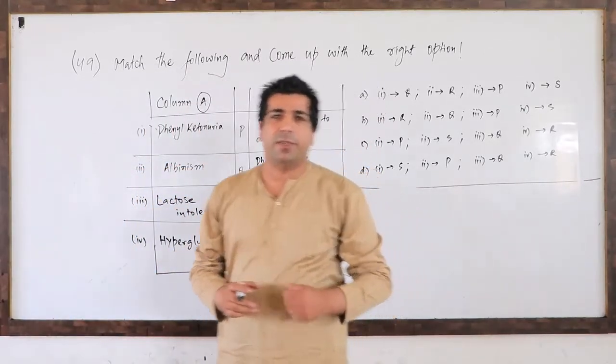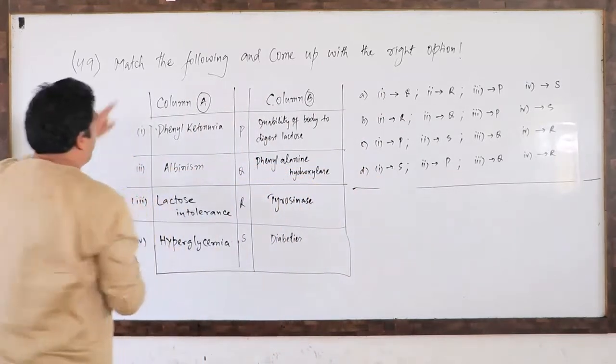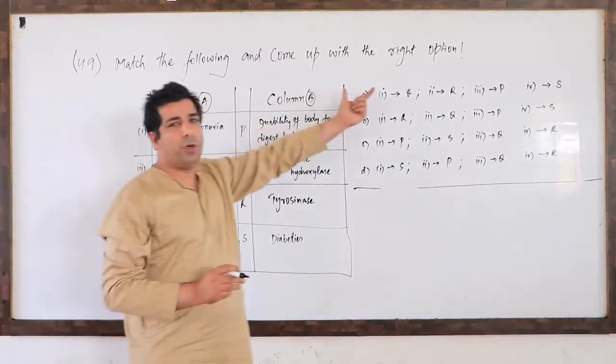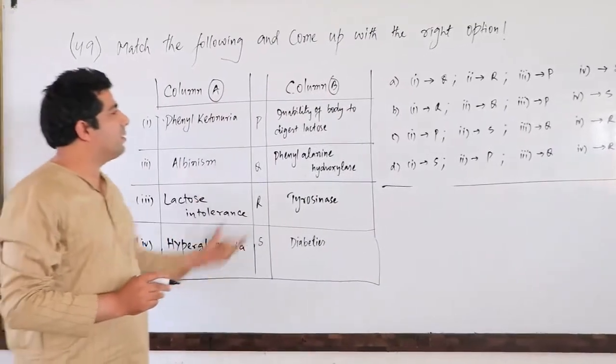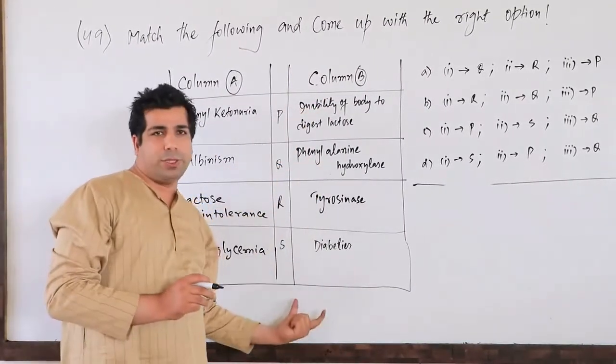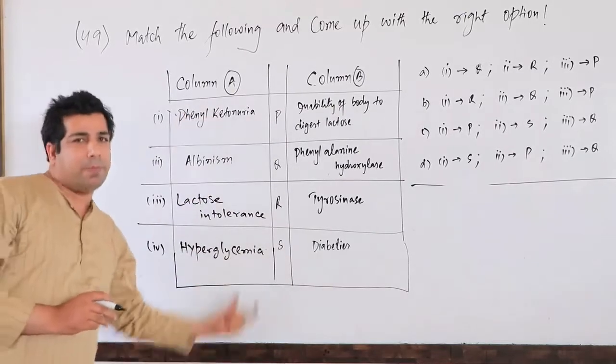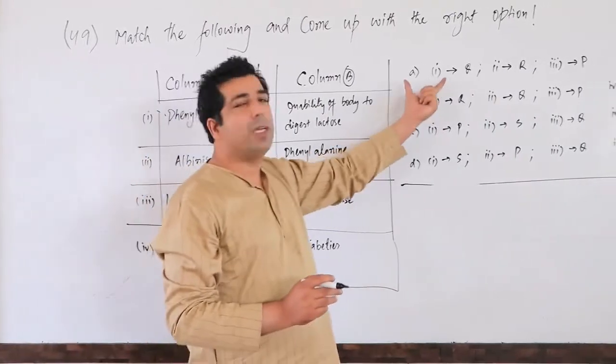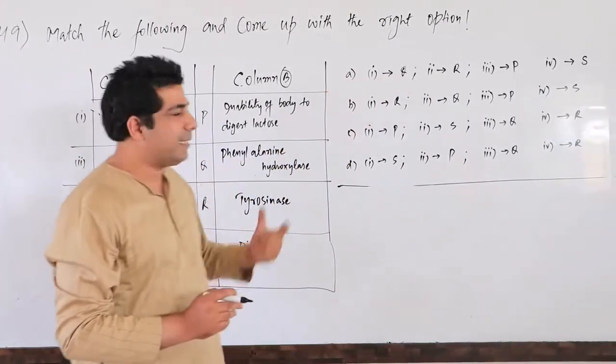So let us start our class for today. Match the following and come up with the right option. So we have column A with us, column B with us. So you have some options here and here you have some options. You just have to match them up and you have to come up with the right answer. So my dear friends, let us start.